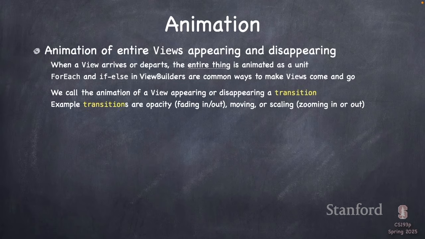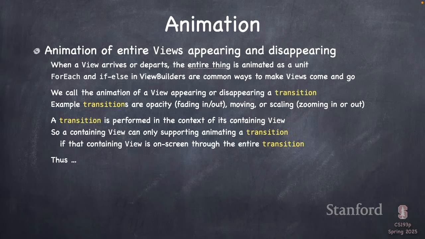We call the appearance and disappearance of views transitions. And there are lots of different kinds of transitions. The default one is to fade in and out. That's why when we added a little bit of animation to CodeBreaker, our pegs would fade in and out as we made guesses. They faded because that's the default. But there's other kinds of transitions, moving, scaling, zooming around, that kind of stuff.